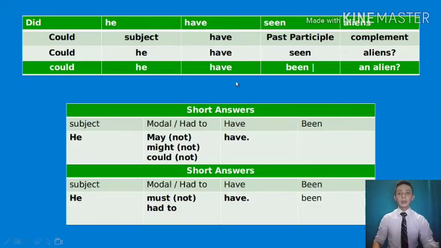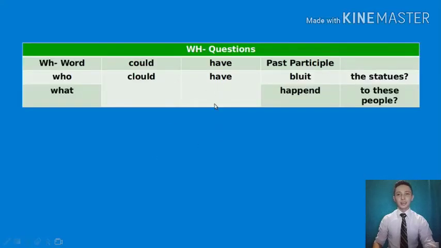And we have the structure here for questions. I'm not going to explain this because there's no time. And for WH questions, here's the structure as well: WH word plus could plus have plus past participle. And we have the example. There's a mistake here, sorry. Who could have built the statues? And we have, what could have happened to these people?